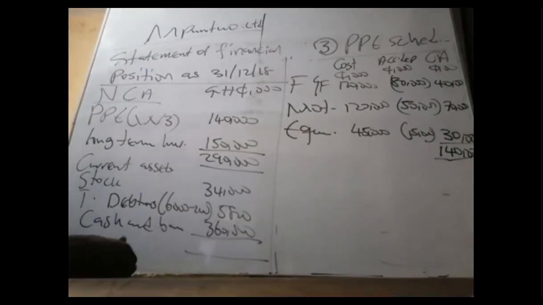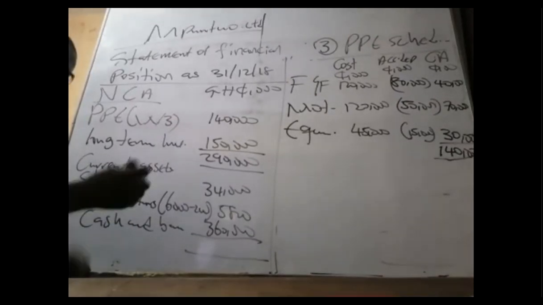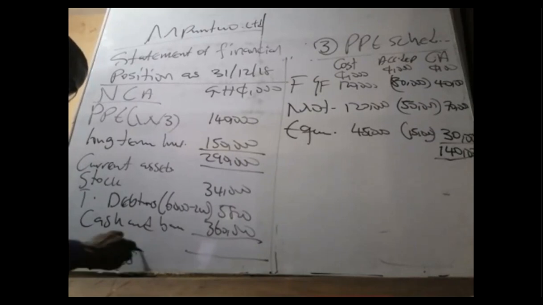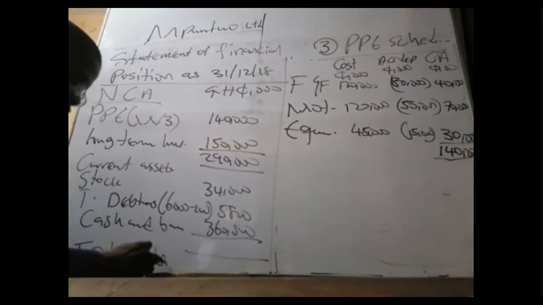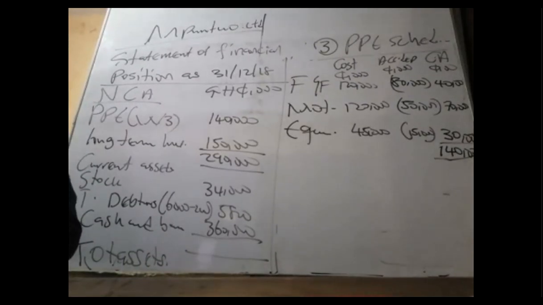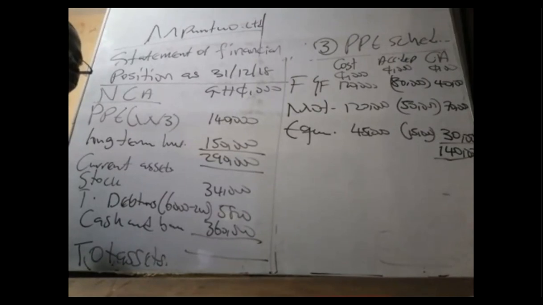Find the total current assets for me. Let's put them together and let's go for total assets, and then we are done. Just give me a few minutes and then we move on from here, the last working, the last item.